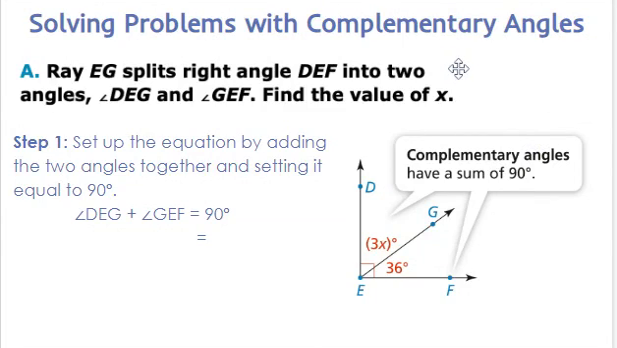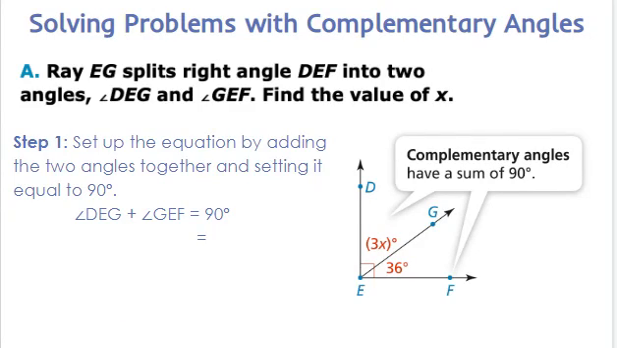So in this first problem, dealing with complementary angles, we have ray EG splits right angle DEF into two angles, angle DEG and angle GEF. So keep in mind we have this ray EG that splits up the big right angle DEF. Note we know it's a right angle as well from the picture because the right angle symbol is drawn. We have angle DEG is equal to 3x, and we have angle GEF is equal to 36. We are asked to solve for the value of x.